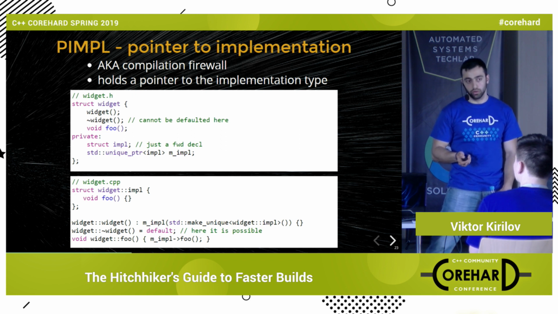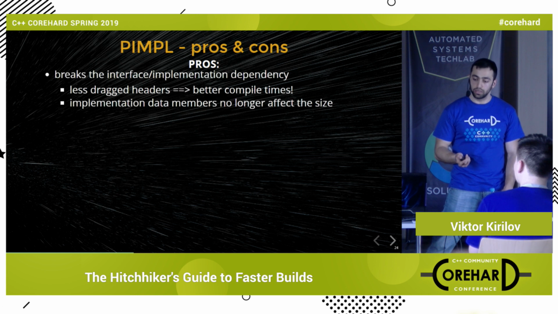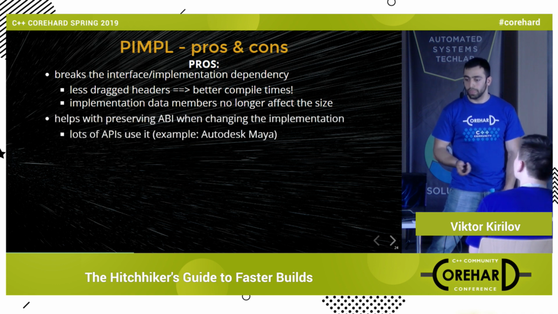In the constructor, we allocate a new implementation. In the destructor, we can actually just default it because we're using a smart pointer. And in the public method foo, we just forward the call to the pointer to the implementation. So the pros of this technique are that it breaks the interface and implementation dependency. So you end up dragging a lot less headers into the main header of the wrapper type, and you include them only where the implementation is actually defined.